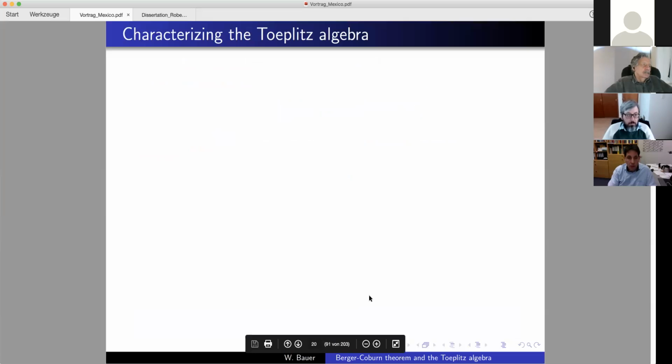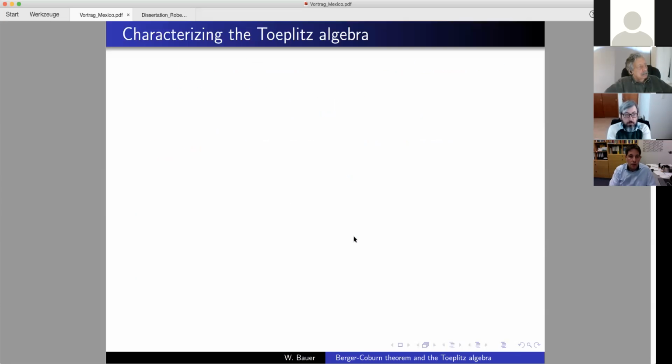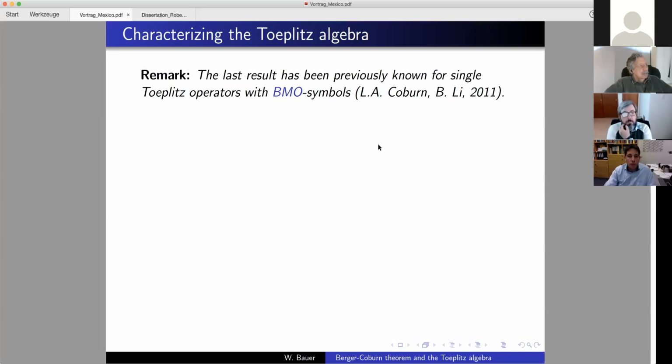Of course, this follows by the fact that these operators here are sufficiently localized, so they are inside this C-star algebra here. That's just a combination of the last two results. That actually was known for a single Toeplitz operator with BMO symbol. That's in some paper by Coburn and Lee, where they calculate that directly without using these relations.